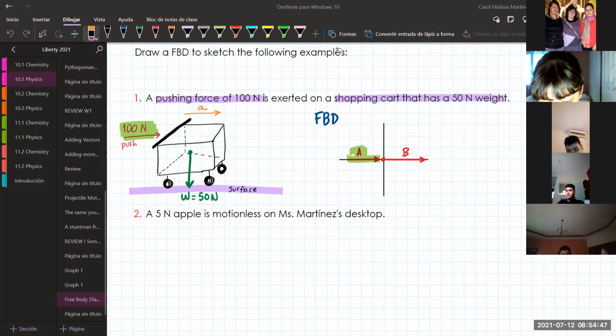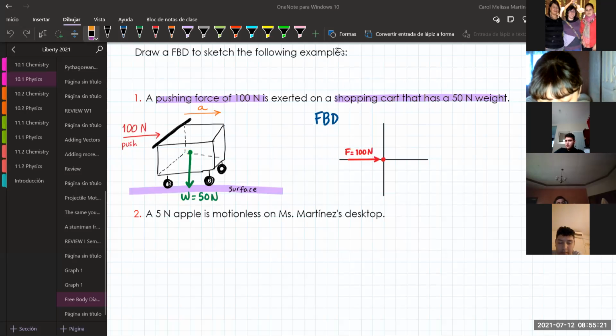Okay? The object is being pushed. So I think A is more accurate. That's why I choose A. But in the end, if you use A or B, both are going to be correct. Now, I prefer A because I think it's more accurate. It represents the situation better. So, in my opinion, the force is here and is a pushing force.